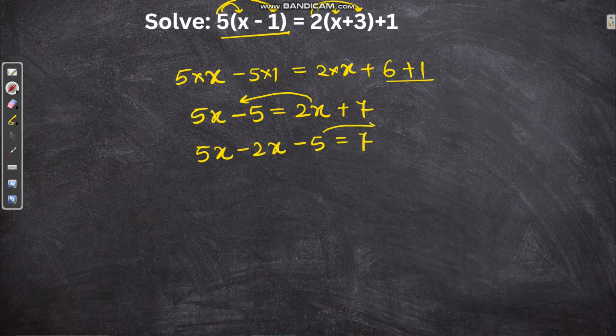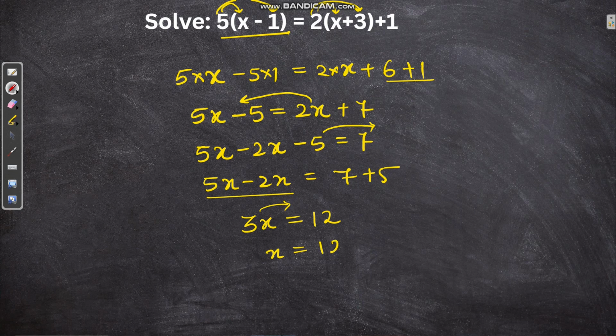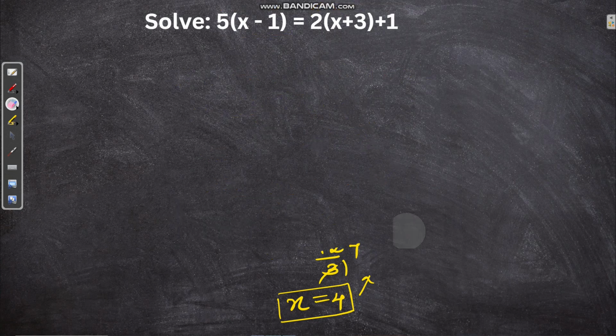Take this number to the other side. So it will be 5x minus 2x will be equal to 7. Minus 5 goes to the other side and becomes plus 5. So 5x minus 2x is nothing but 3x. See, the alphabets are the same, so you can add and subtract. So 7 plus 5 is 12. I want to find x, so take the 3 to the other side. So x will be equal to 12 divided by 3. 3 fours are 12. So x will be equal to 4. So x is equal to 4 is the root of this question, or the solution of this equation. Let's solve a few more questions.